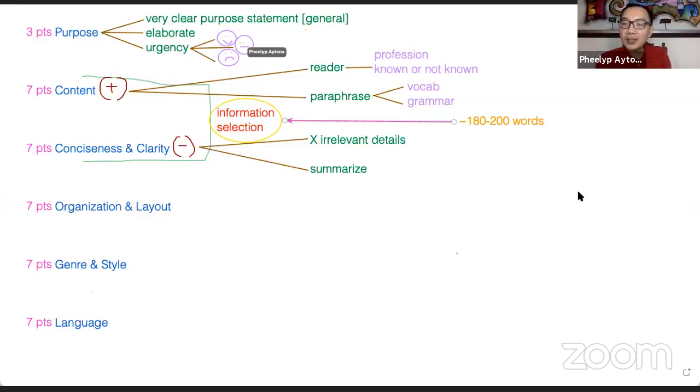Oh wait, Mel has a question. I mean, after a period, you forgot to capitalize the next letter. May deduction po ba yun? Well, we'll talk about that in a while.